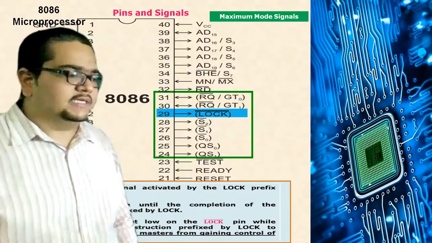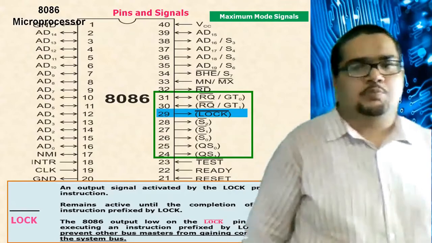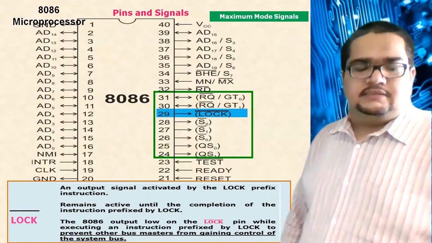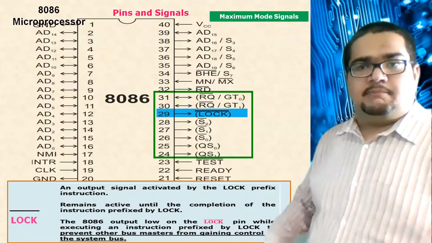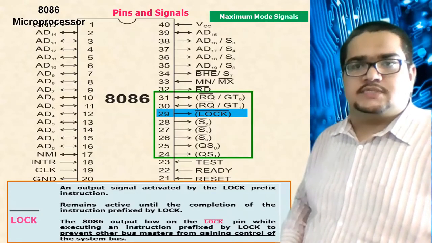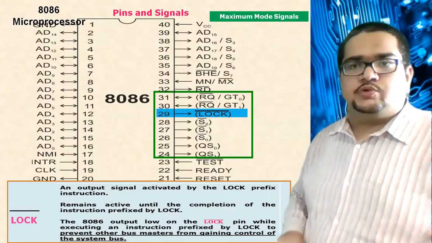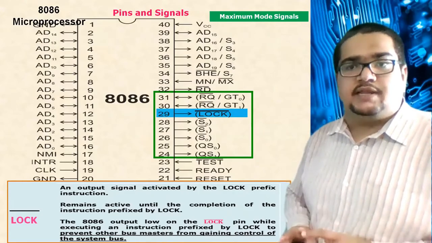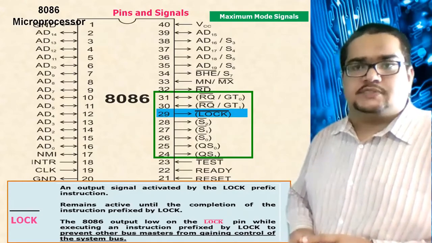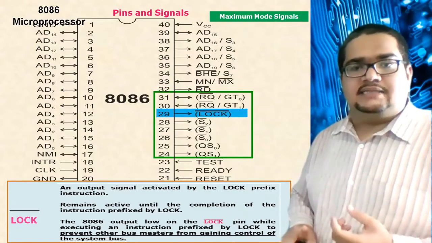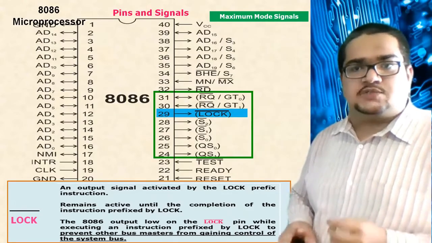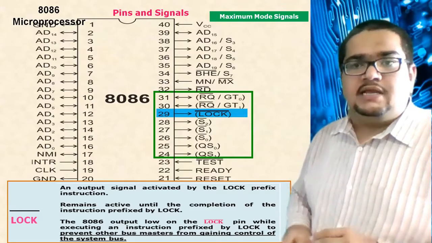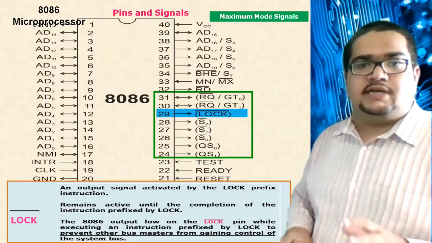The next is the lock signal. This particular signal is an output signal, and it is active low. It is used in a multi-processor system by one of the processors to indicate that it is doing a very important task in which access of the bus is required. So by writing the LOCK prefix to the instructions which are of high importance, the access of the system bus cannot be snatched away from the processor meanwhile when it is doing that operation.